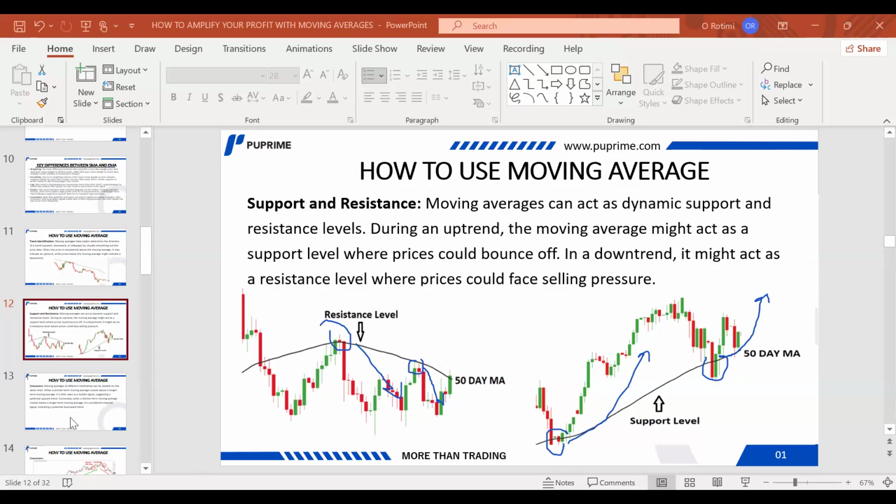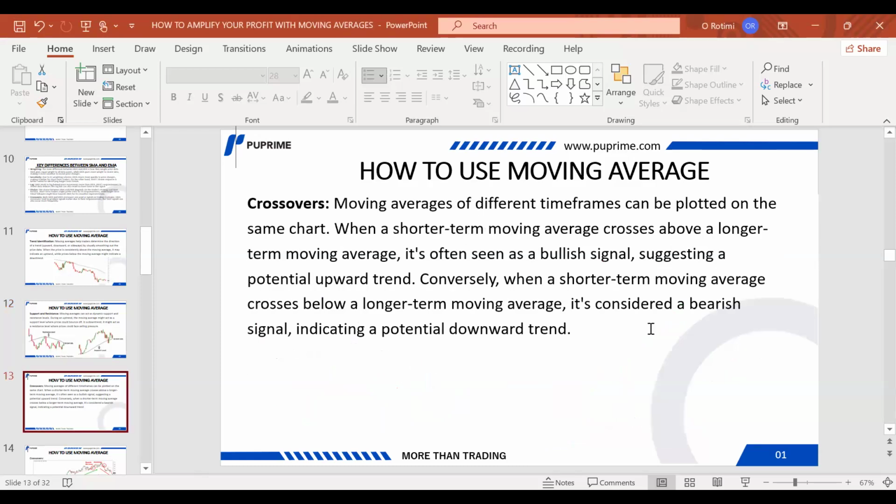And the next is that we can use the moving average to identify what is called crossovers. Now, a crossover is when moving averages of different time frames can be plotted on the same chart. When a shorter term moving average crosses above a longer term moving average, it's often seen as a bullish signal, suggesting a potential upward trend. Conversely, when a shorter term moving average crosses below a longer term moving average, it's considered a bearish signal, indicating a potential downward trend.